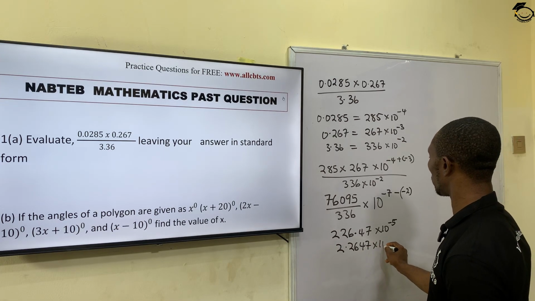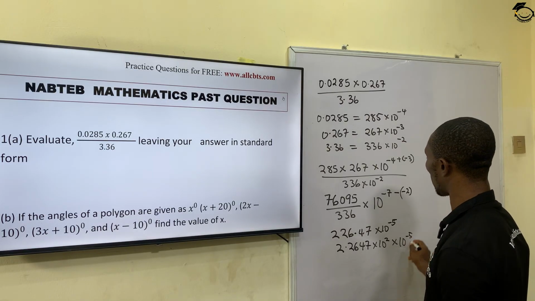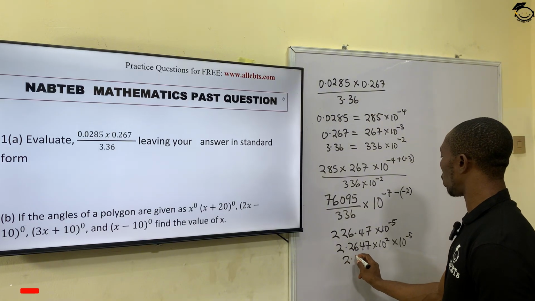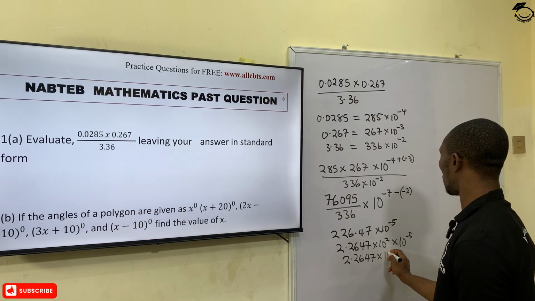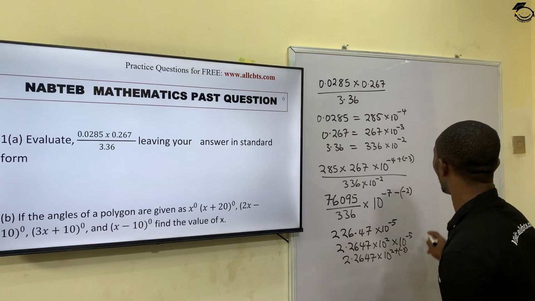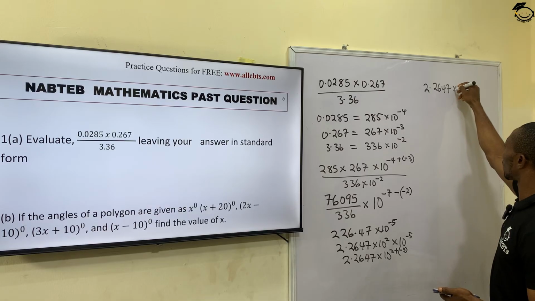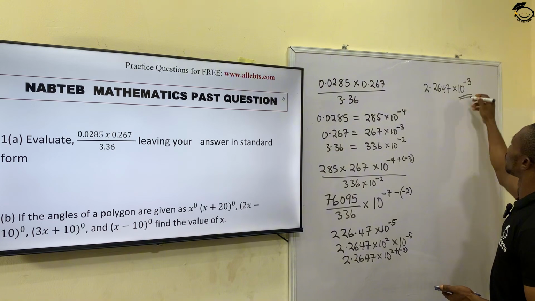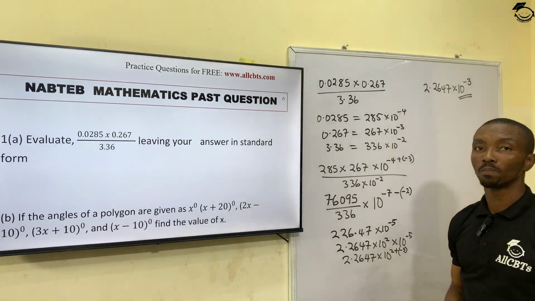This will give us 2.2647 times 10 raised to the power 2 times 10 raised to the power minus 5. So from here we would have it as 2.2647 times 10 raised to the power 2 plus minus 5, which will give us 2.2647 times 10 raised to the power minus 3. Now in this, we've put our answer in standard form.